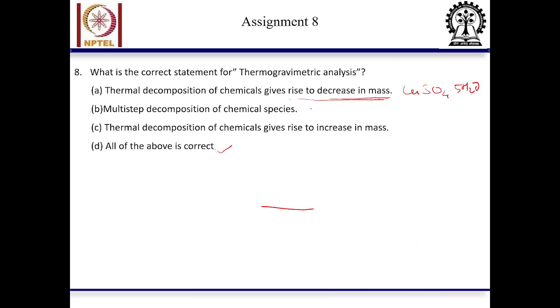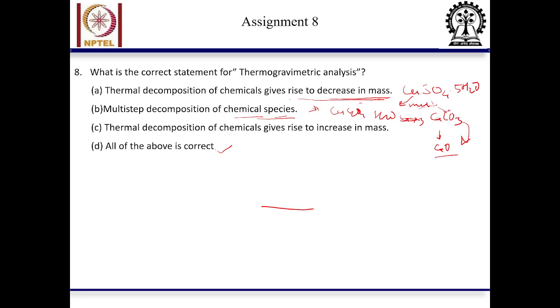This is also multi-step decomposition of chemical species, because this has multi-step decomposition. We have also seen calcium oxalate, magnesium oxalate. So here we have already seen the multi-step decomposition of chemical species. For example, take calcium oxalate. First it will lose the water molecule, then it forms calcium oxalate, then it will go to calcium carbonate, then finally it will form calcium oxide.